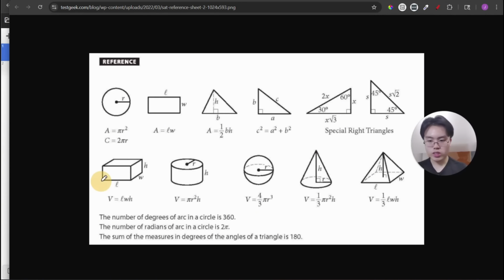Similarly, a rectangular prism is really just a rectangle, the base of this, but you stack up a bunch of different rectangles.